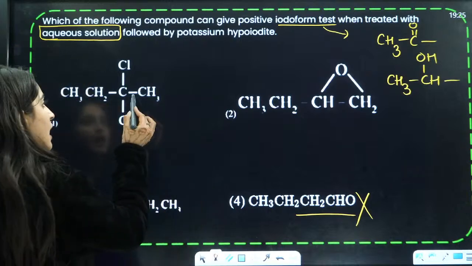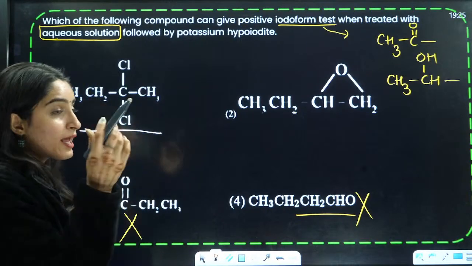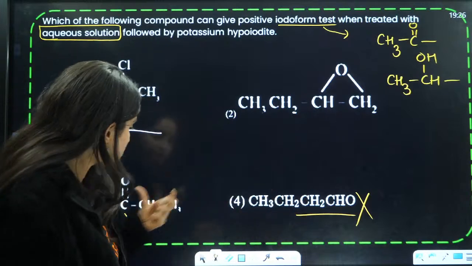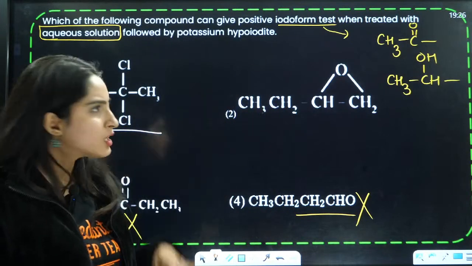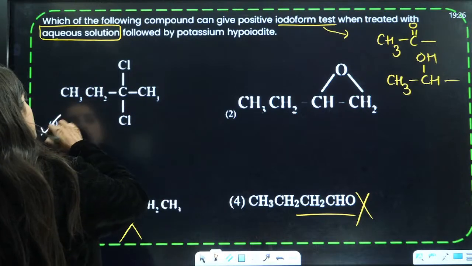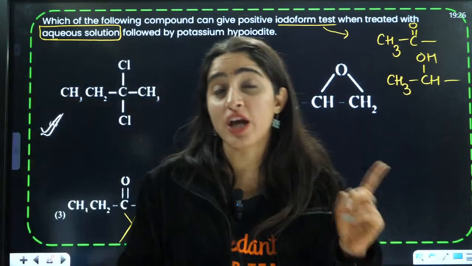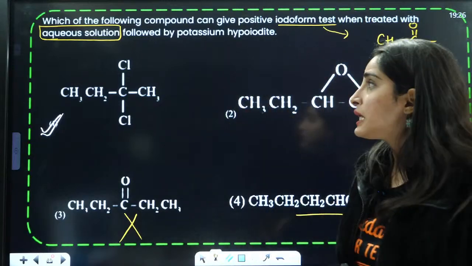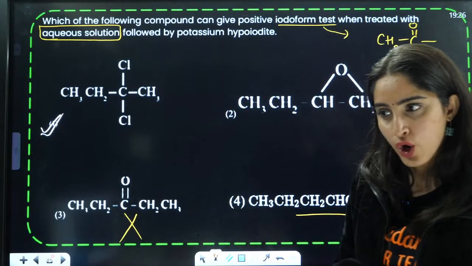Students will go very excited, they will tick this or this or this. They will not even look at the Cl, right? But this geminal dihalide is going to give you the answer, right? Okay.